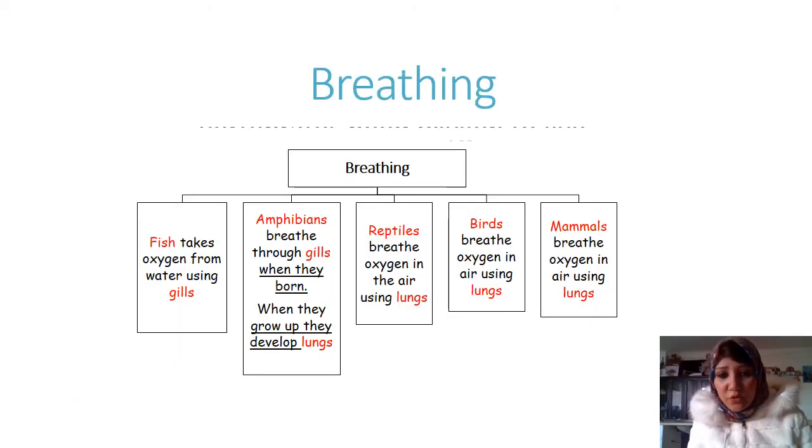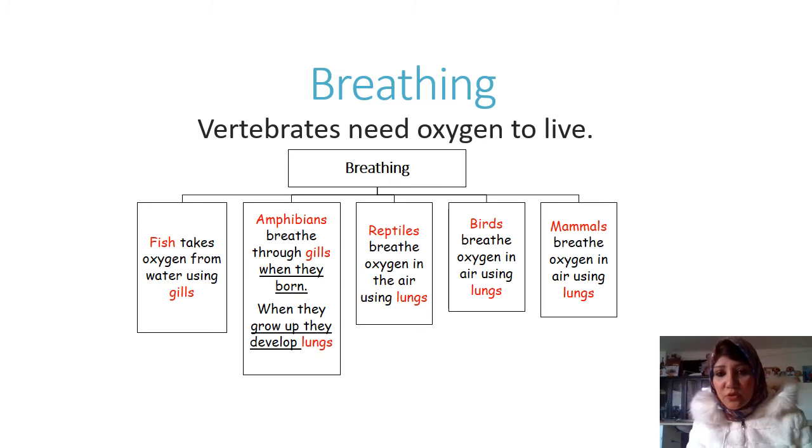What about breathing, Junior 3? Vertebrates need oxygen to live. We have two breathing organs: gills and lungs. In the case of fish, it has gills to take oxygen from the water. In the case of amphibians, they are born in water, then they live on land. So when they are born, they have gills to take oxygen from the water, and when they grow up, these gills are developed into lungs to take oxygen from air.